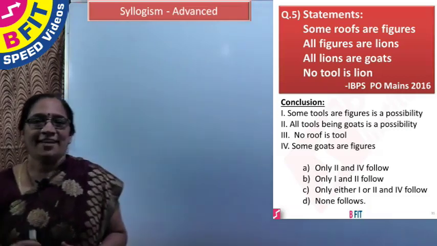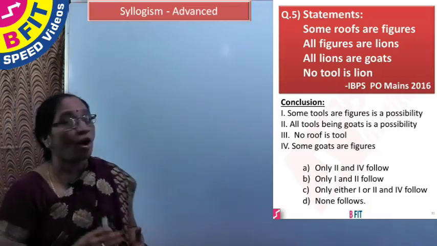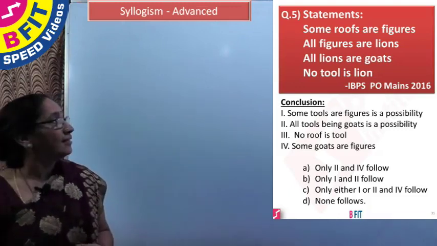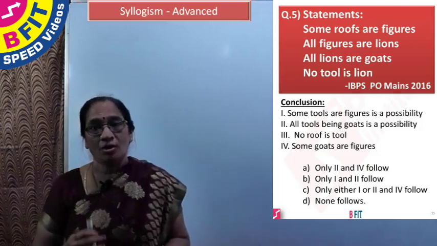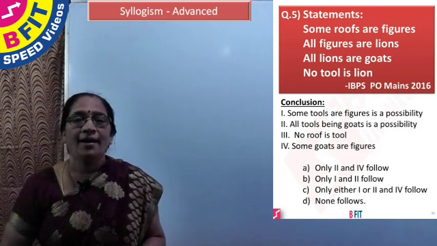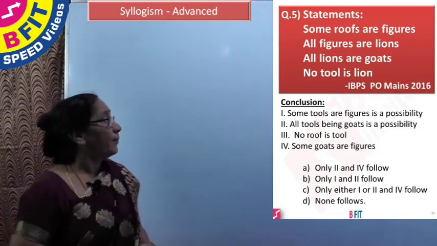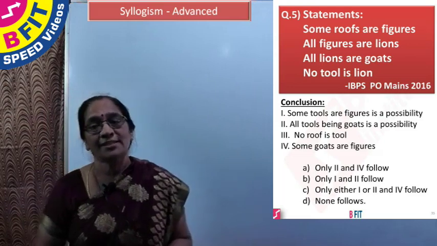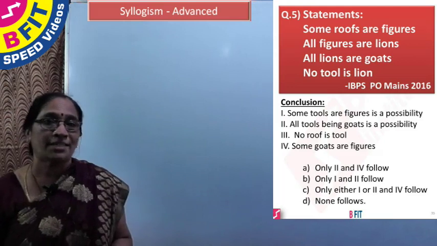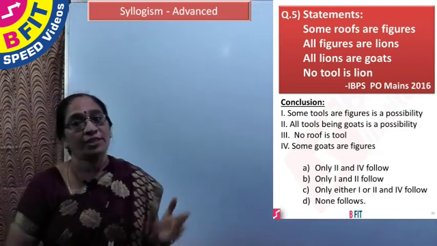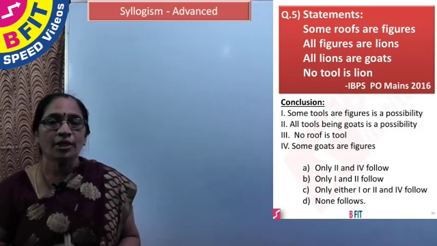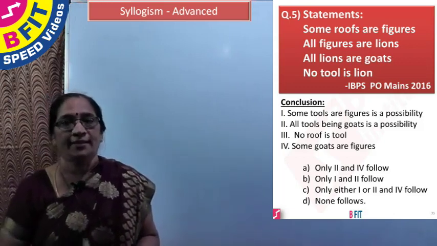The next question reads: some roofs are figures, all figures are lions, all lions are goats, and no tool is lion. And the given conclusions are: some tools or figures is a possibility, all tools being goats is a possibility, no roof is tool, and some goats are figures. Let us look into the conclusions one after the other.